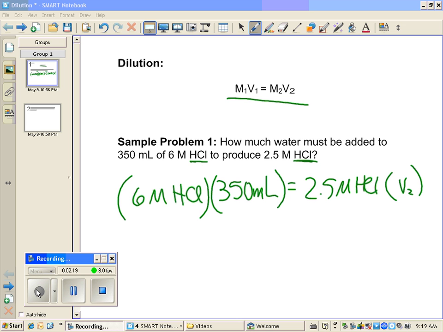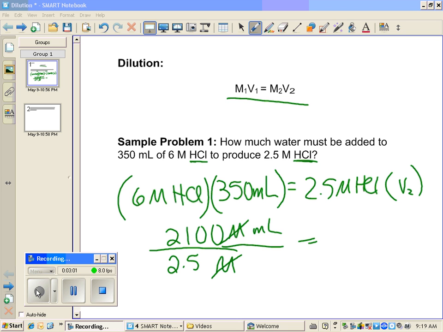Let me mention before I even do it. Notice that I didn't have to change molarity to grams or anything like that, or milliliters to liters. I can change milliliters to liters if I want to, but it doesn't matter because my units are going to cancel out. Is it ever necessary? No, it's not. All right? So, what I'm going to do is say 6 times 350, and this gives me 2,100 moles per milliliter if I want to keep everything. And then I'm going to divide that by 2.5. This is moles and milliliter. This is just molarity. Molarity is going to cancel out and give me milliliters to equal V2.